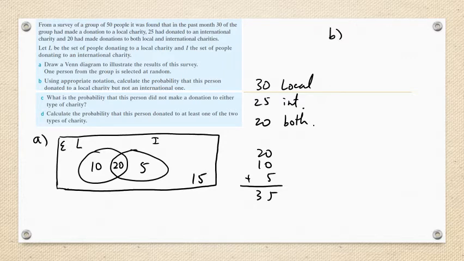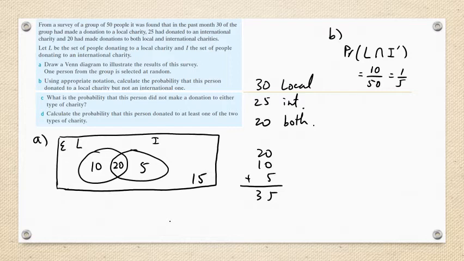Use appropriate notation, calculate the probability that this person donated to a local charity, but not an international one. So we want the probability of local and also not international. So if you want local but not international, it must just be this section of the circle, which is then 10. This is out of 50, so that's 1 out of 5.